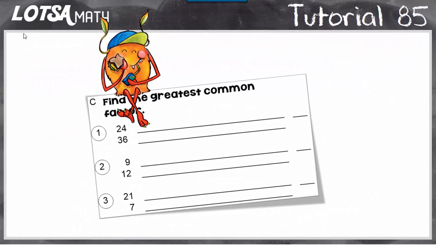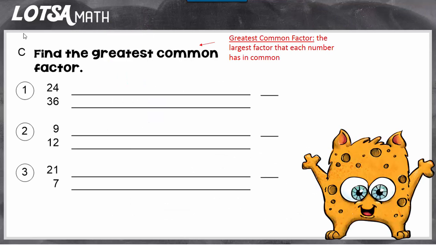For these questions, you're going to find a greatest common factor. A greatest common factor is the largest factor that each number has in common. So first we have to find the factors and then look for the largest one that they both have. We're going to use the factor meetup strategy to find all the factors.